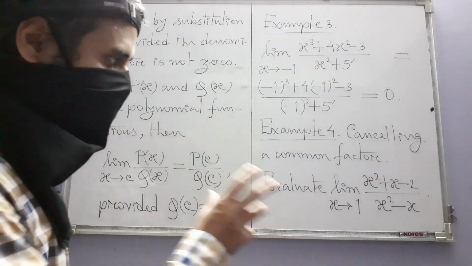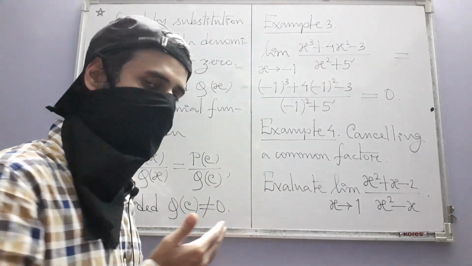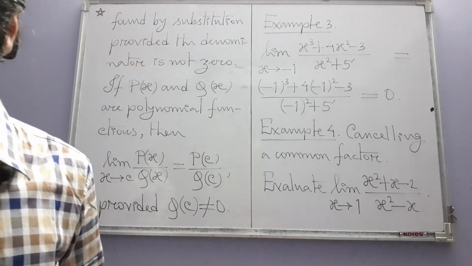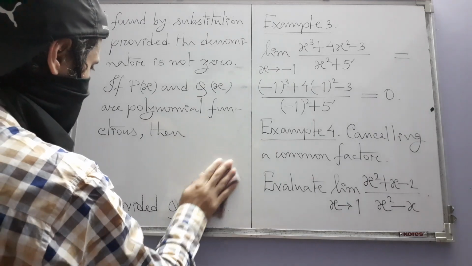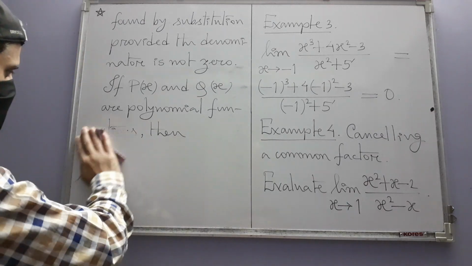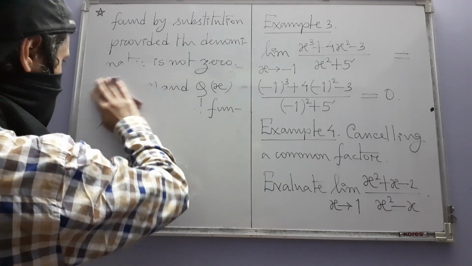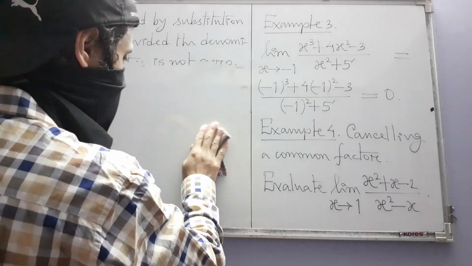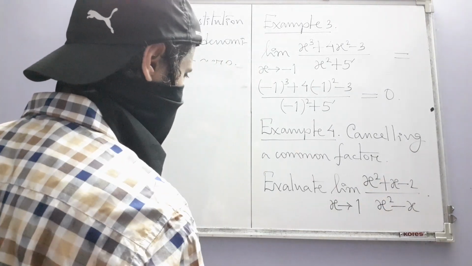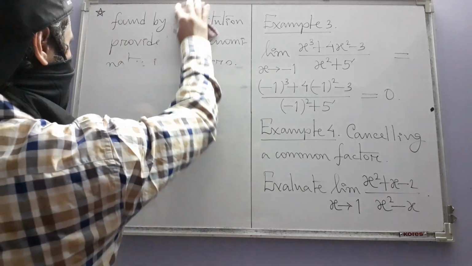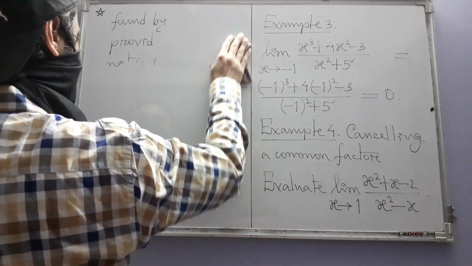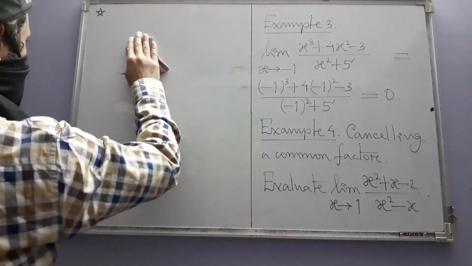Okay, so the form of this limit is just like what you have in theorem 4, but unfortunately you won't be able to apply theorem 4 immediately because q of c is equal to 0 here. Here q of x is x square minus x, c is 1. If you substitute x equal to 1, you get 0. So that means you cannot apply theorem 4. So what to do?